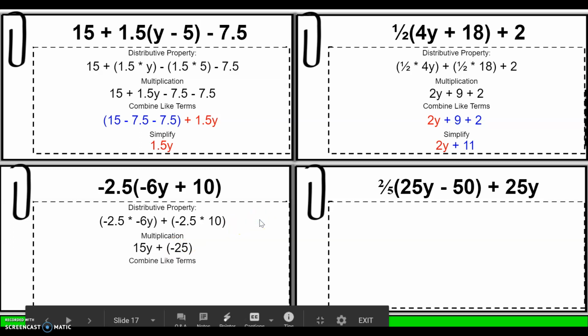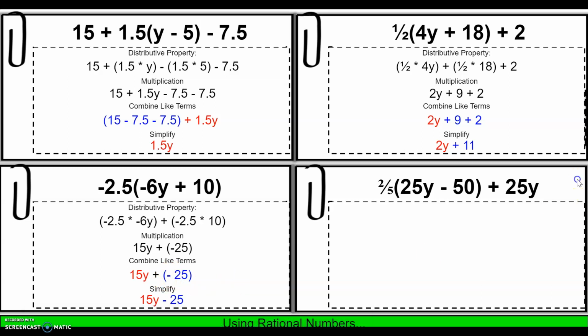I'm then going to combine my like terms. I really don't have anything to combine, as you can see when I color-coded it for you. And so my simplified expression is just 15y minus 25. The only thing I did was take out this plus sign and kept that negative sign right there.